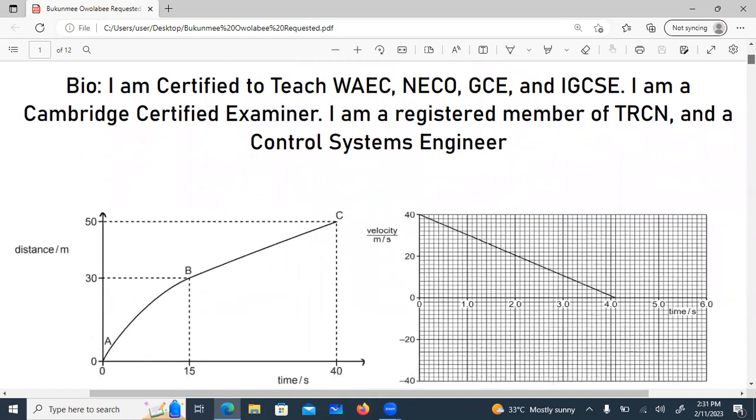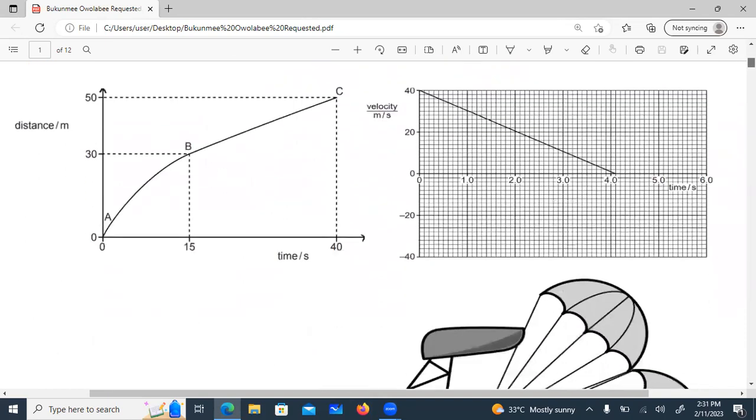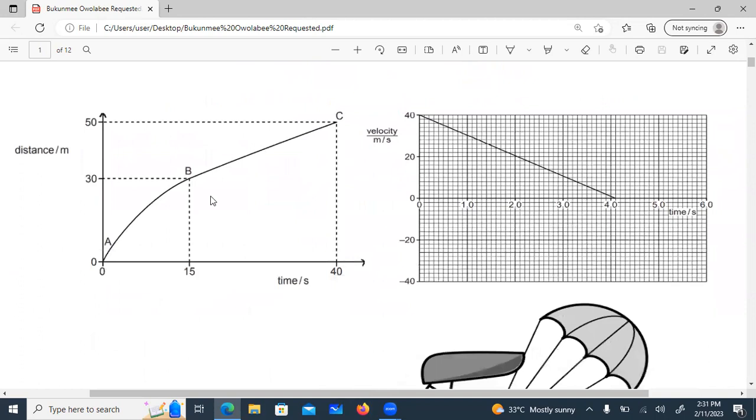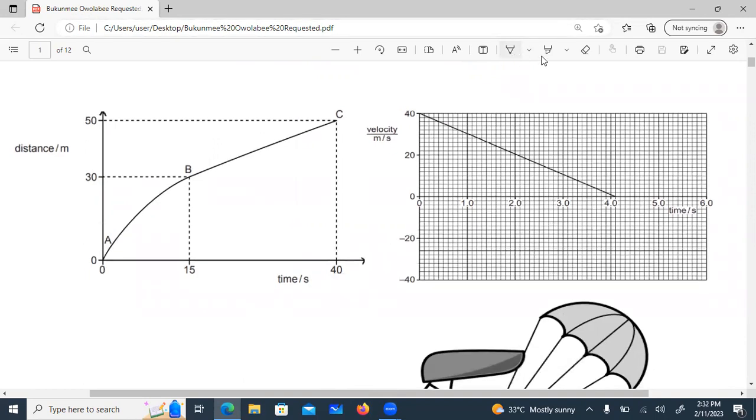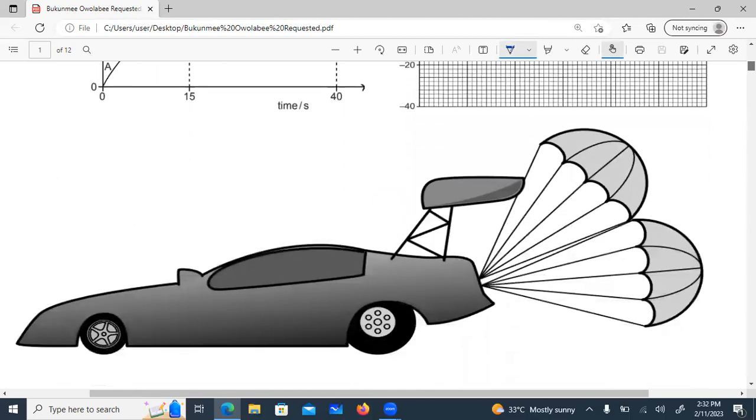I teach WAEC, NECO, IGCSE curriculum. And we're talking on graphs. We're focusing on graphs of motion. We talk about the distance time graph. I also talk about the velocity time graph, okay? Where the vertical axis shows the velocity and the horizontal axis shows the time. And then that's it. Let's go straight into some questions.